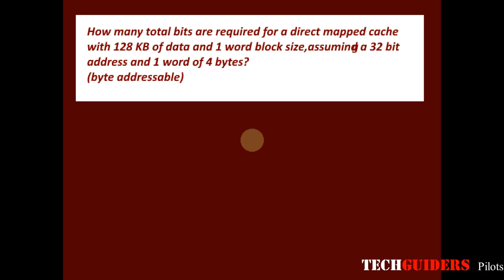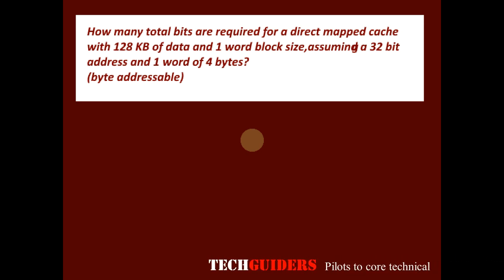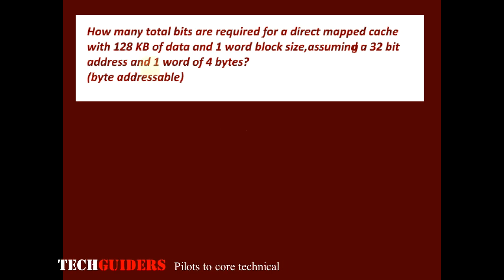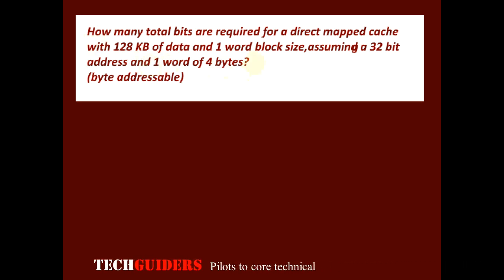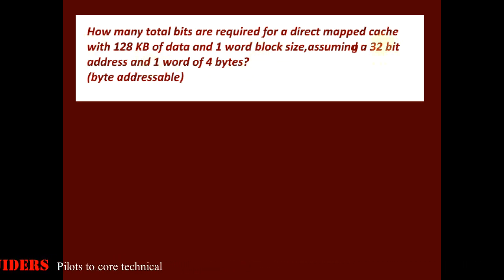How many total bits are required for a direct mapped cache with 128 KB of data and one word block size, assuming a 32-bit address and one word of 4 bytes, let it be byte addressable. Given the size of the cache, size of cache block and number of bits for the physical address, and we shall assume it to be byte addressable.